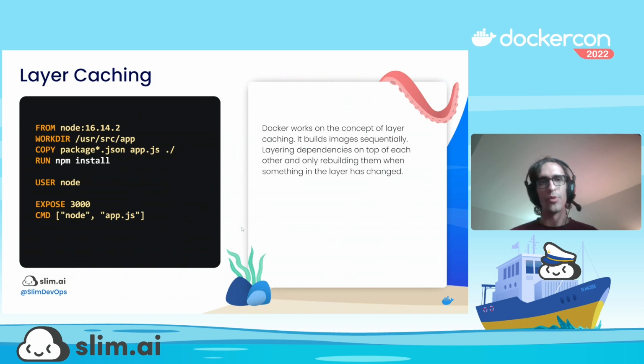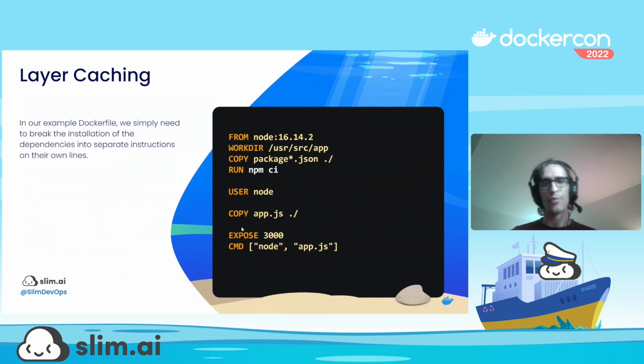A way to improve the build and deploy time could be leveraging a pattern called layer caching. Here, we only have a single copy command where we copy the package.json and the app.js to a particular location in the container. And the way that Docker works is it leverages sequential layer caching. So a way that you can improve your build time is by breaking up commands.